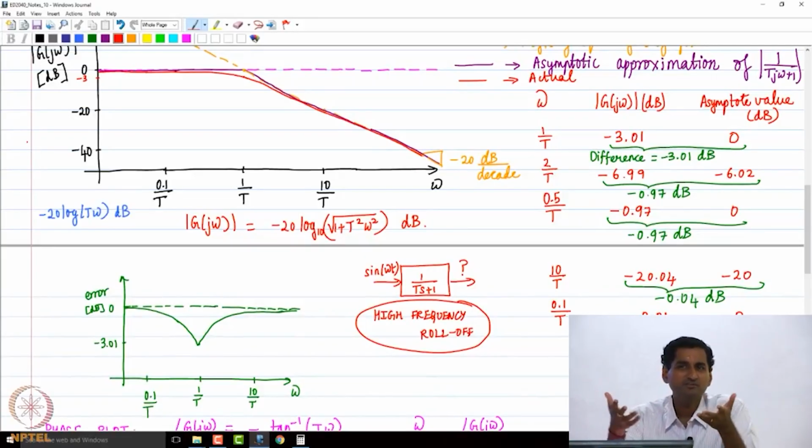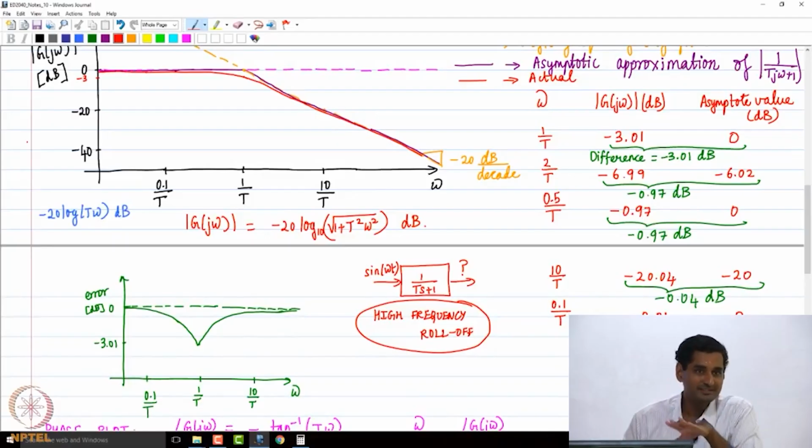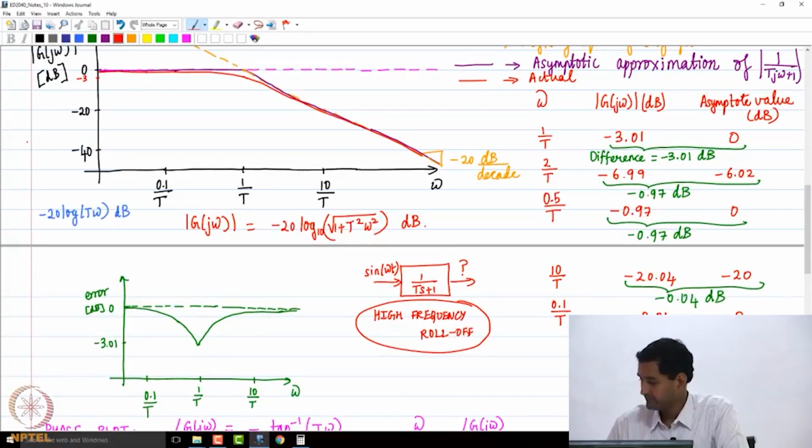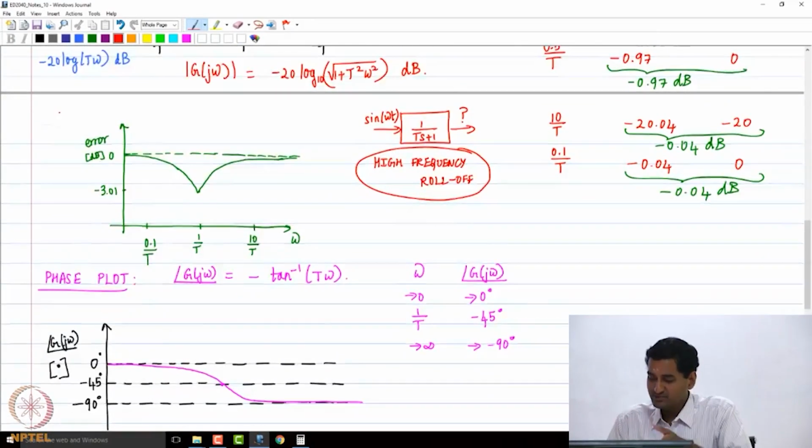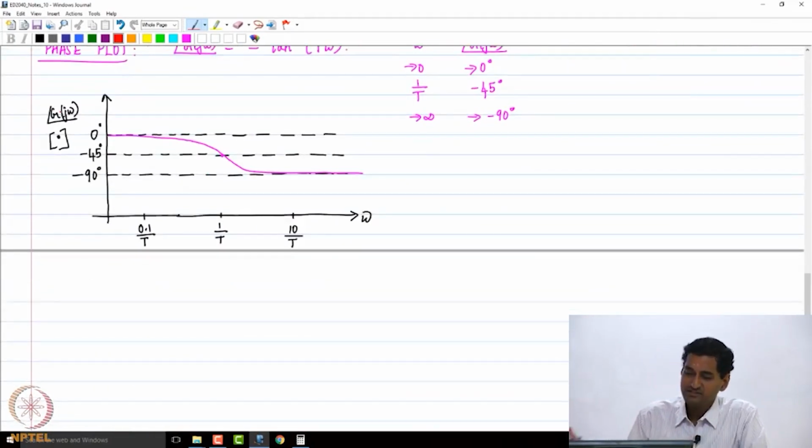I'm just talking from a practical perspective. All this mathematics is fine, but from an engineering perspective, these concepts are commonly used. So please remember these ideas. Okay, fine. So that's the actual curve, and that's the phase plot.